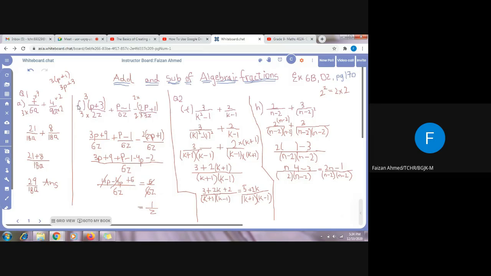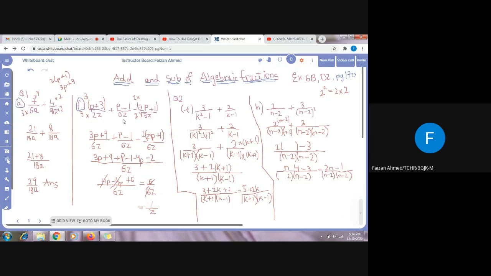In part number F, we have 3 fractions. The first fraction is p plus 3 upon 2z. The second one is plus p minus 1 upon 6z. The third one is minus 2p plus 1 upon 3z. So these are the 3 fractions, and I have to add the first two and subtract the last one.